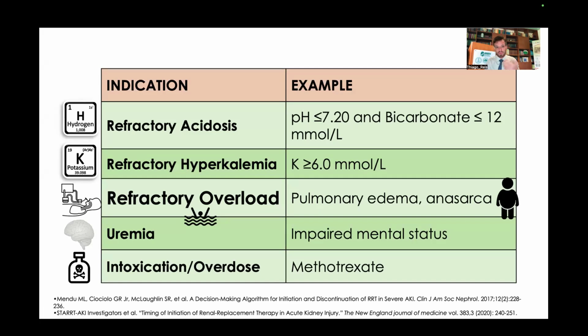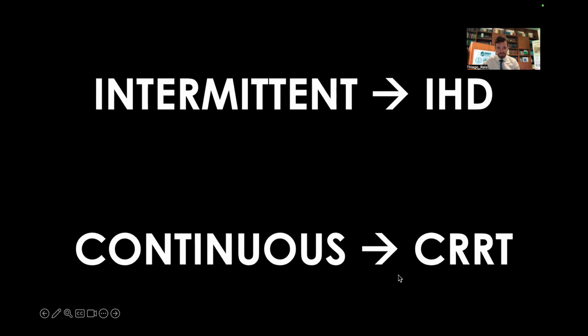Refractory acidosis, for example, pH less than 7.20 or bicarbonate less than 12. Refractory hyperkalemia, either more than 6 or 6.5 mEq per liter. Refractory fluid overload associated with pulmonary edema and anasarca, uremia with impaired mental status, and intoxication or overdose, for example, overdose of methotrexate. There are mainly two modalities, intermittent or continuous renal replacement therapy.